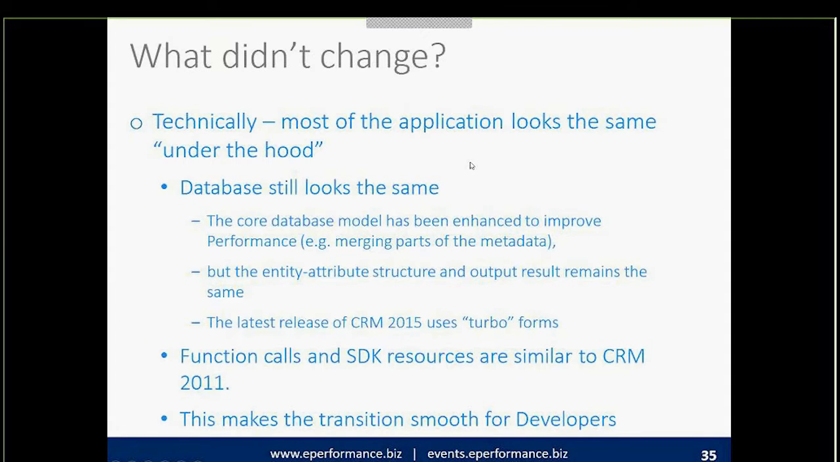So what didn't change? Well, technically, most of the application looks the same under the hood. The views are used the same way. The metadata exists in the same way. Some things that did happen is the core database model was enhanced to improve performance. So there's some merging of parts of the metadata. But if you use the best practices associated with accessing the metadata, it hasn't changed, and your code won't change. The same entity attribute structure and output remains the same.